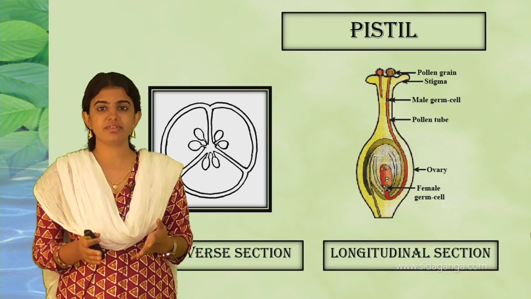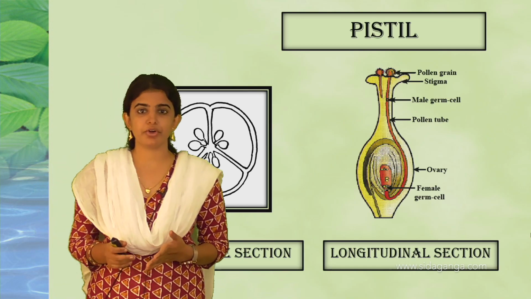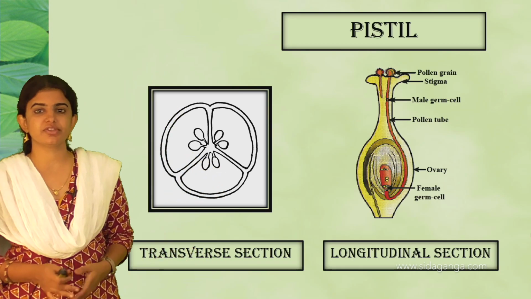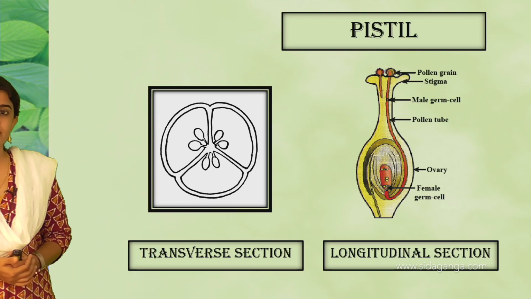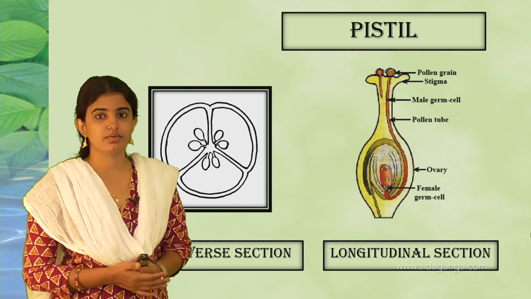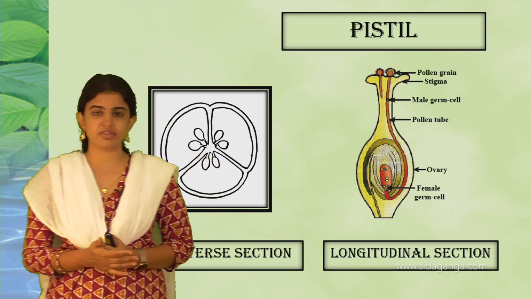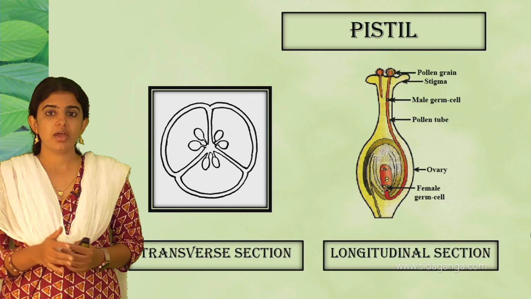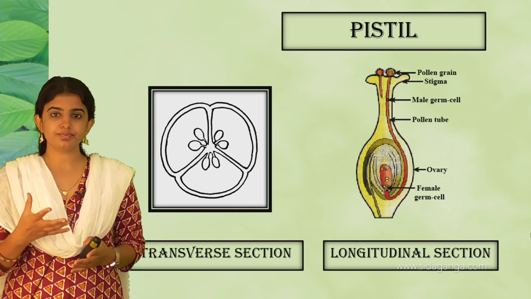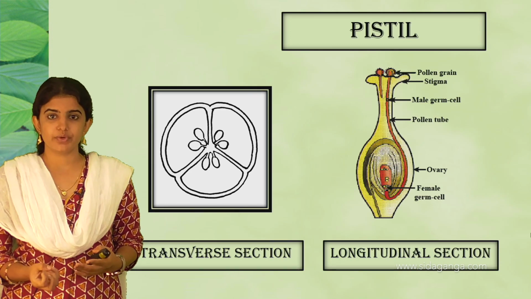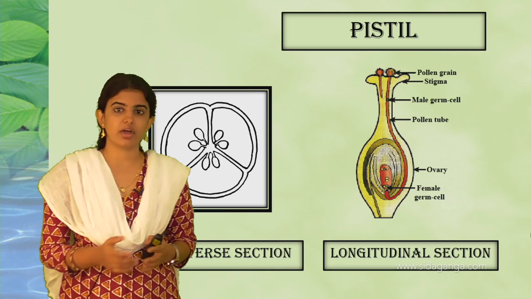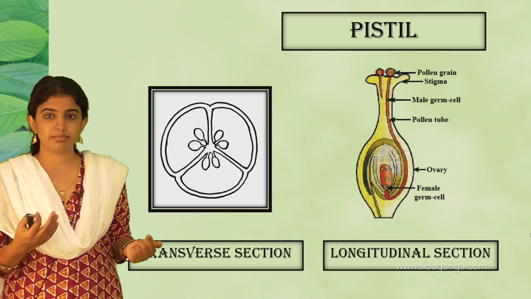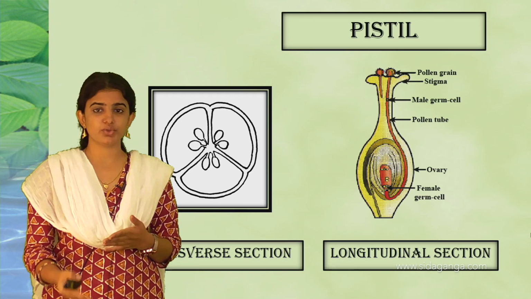See, pistil. Pistil is the female reproductive part of a flower, where this is the longitudinal structure of a pistil, and the transverse section of the pistil, where we can see the arrangement of ovules in the ovary. After maturing, the ovules are converted into the seed, and the ovary which is present in the pistil is converted into the fruit.